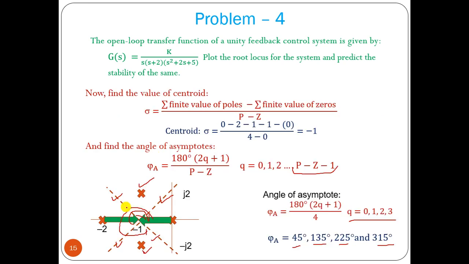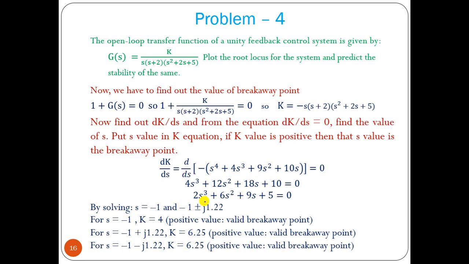Because we have four poles, there must be a breakaway point. Breakaway point means characteristic equation 1 plus G(s)H(s) is equal to 0. For a unity feedback control system, H equals 1, so you can find the equation of K. Now we perform dK/ds and make it equal to 0. This is the equation that we got. If you solve it, you can find the roots of s: minus 1 and complex numbers.